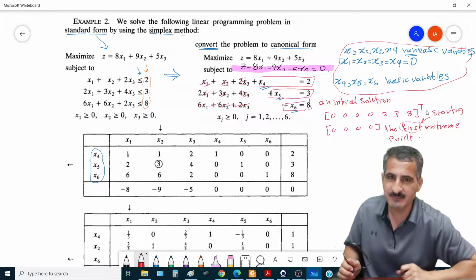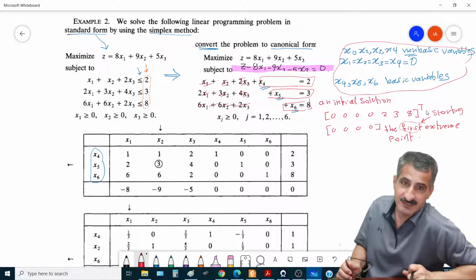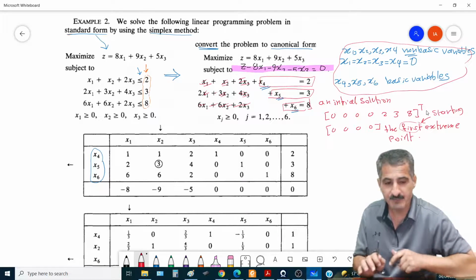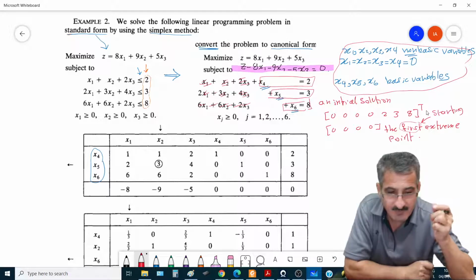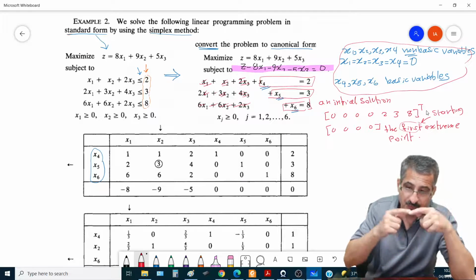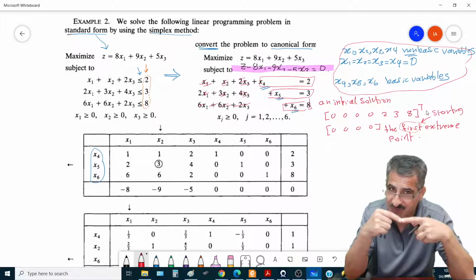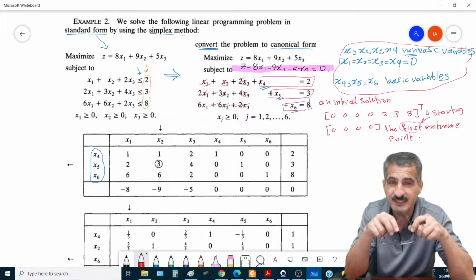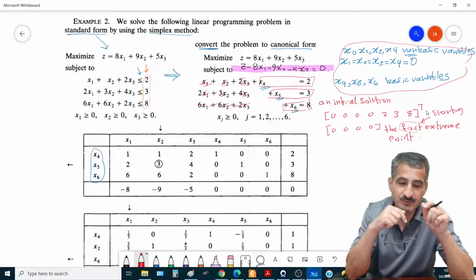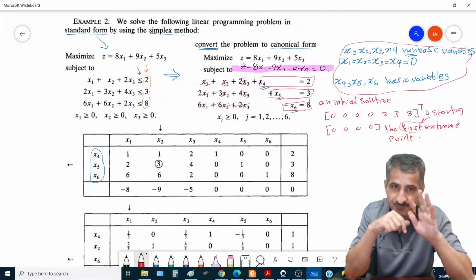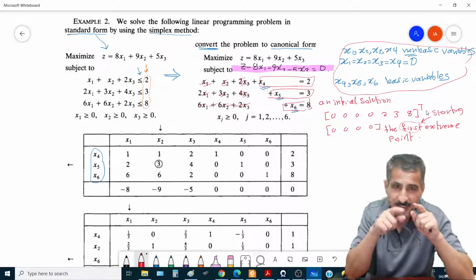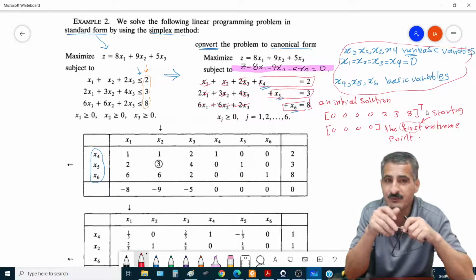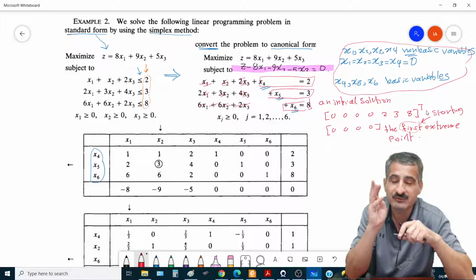Okay, so the slack variables are the basic variables. The non-slack variables, the original ones, are zeros. That gives me the origin as the starting point. Now I want to move to an adjacent extreme point. What do I mean by adjacent extreme point? I want one of these zeros to be not 0. That means I want one of the variables x1, x2, x3 to become not 0, and on the other hand, one of the variables x4, x5, x6.